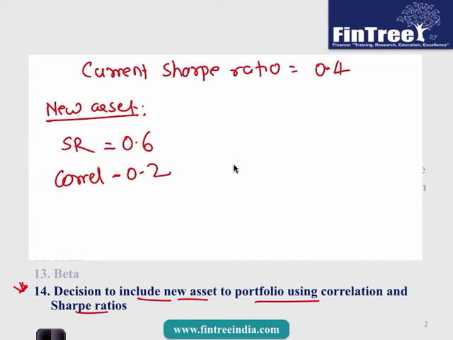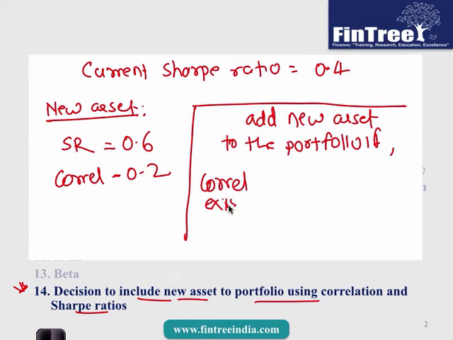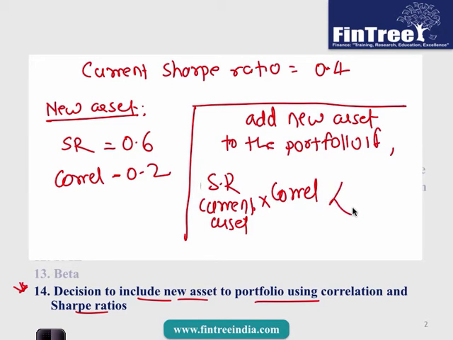And the decision making factor here is that we will add a new asset to the portfolio if Sharpe ratio of existing asset, so let me call this as Sharpe ratio of current asset, multiplied with correlation with the new asset is less than Sharpe ratio of new asset.